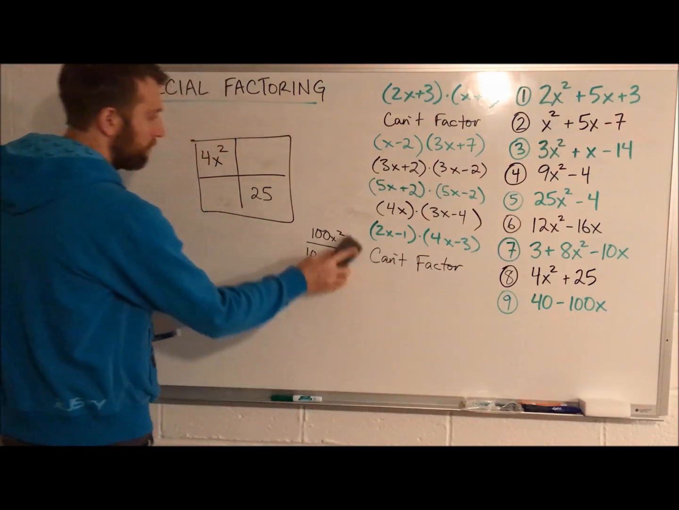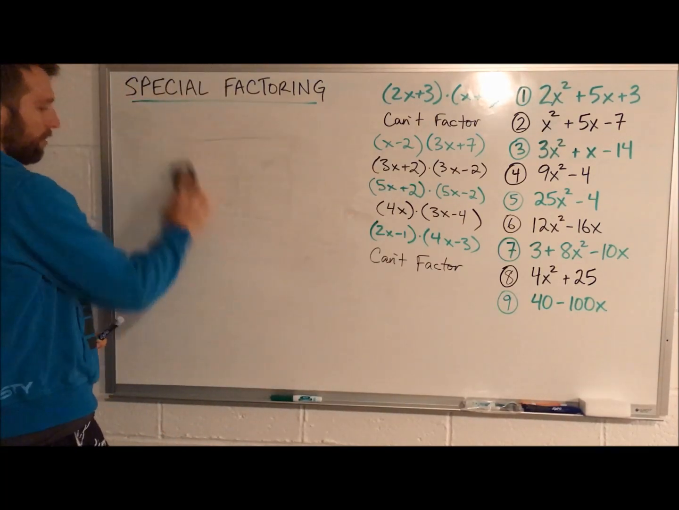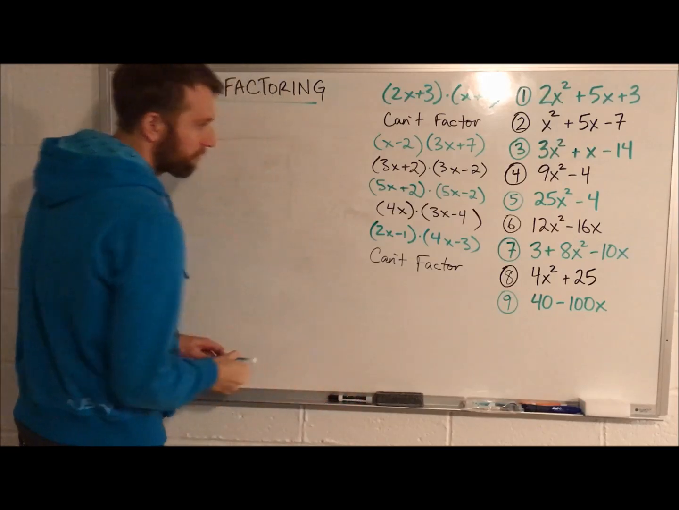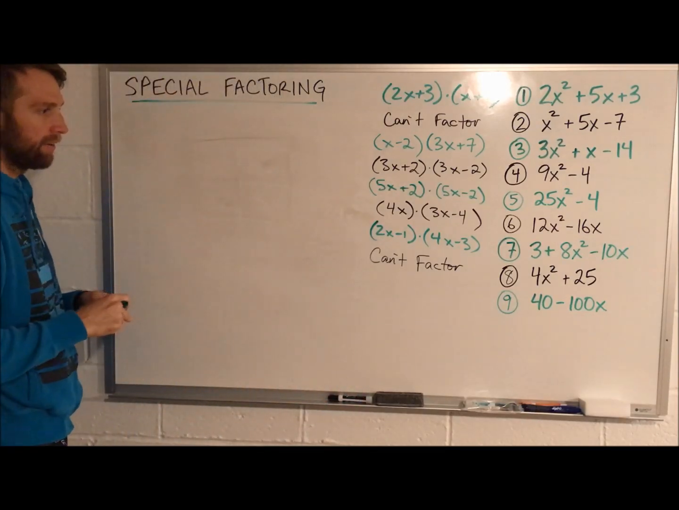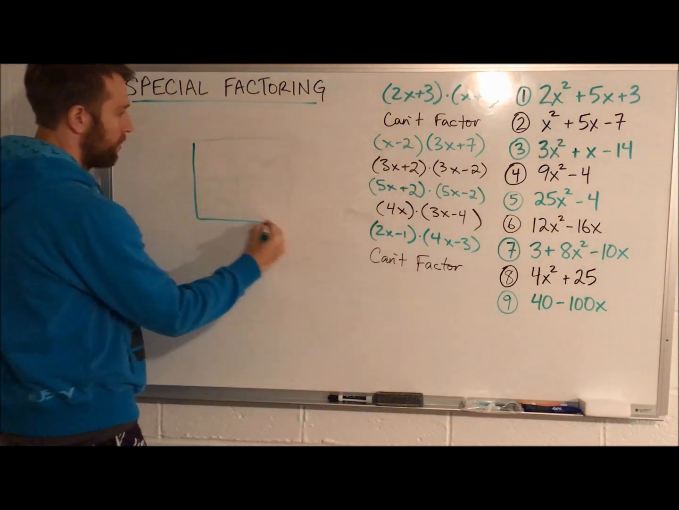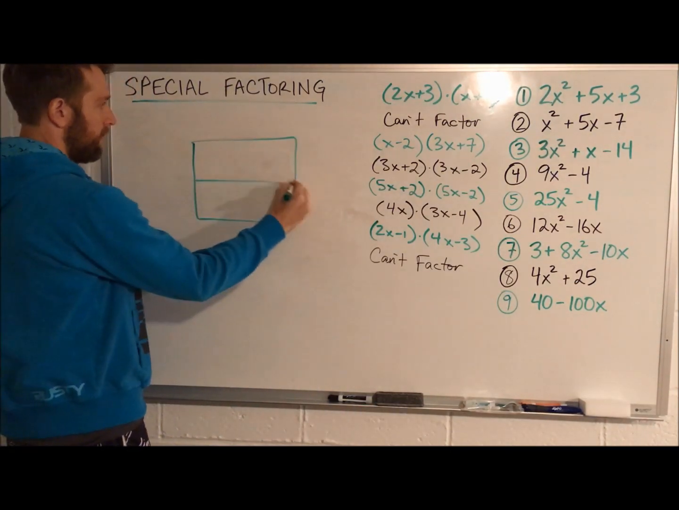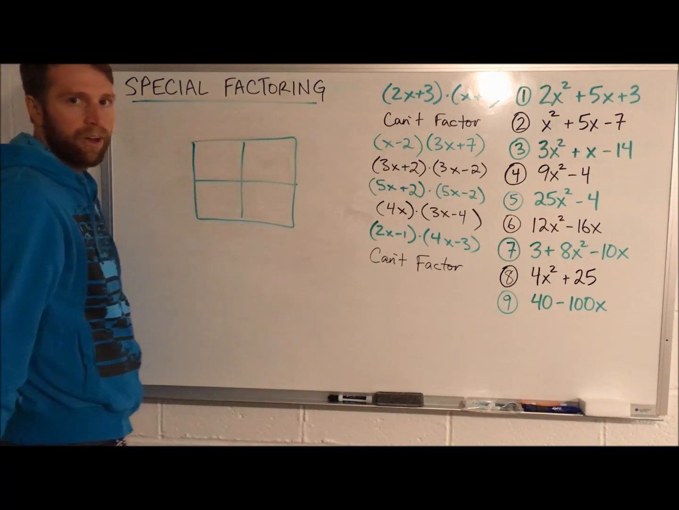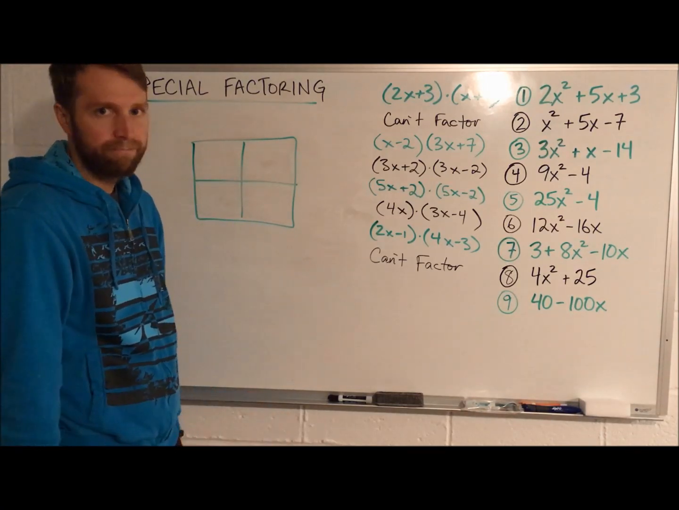Cool, we're on to our last one. Number 9. Ooh, dang it. Number 9 doesn't have any x squareds. What do you think we put in the top corner with the x squareds if we don't have any?